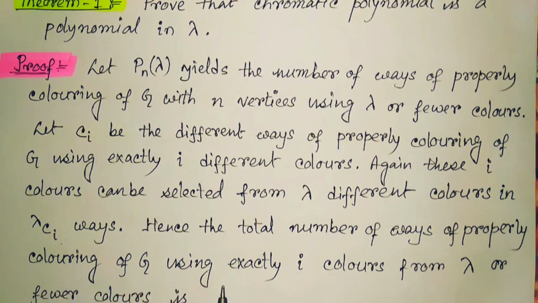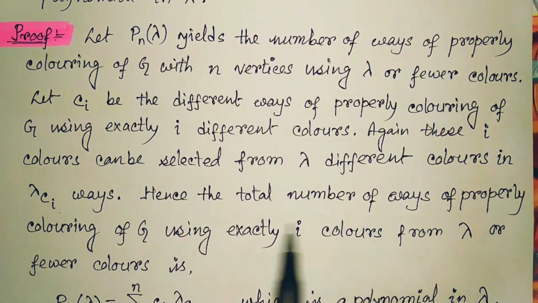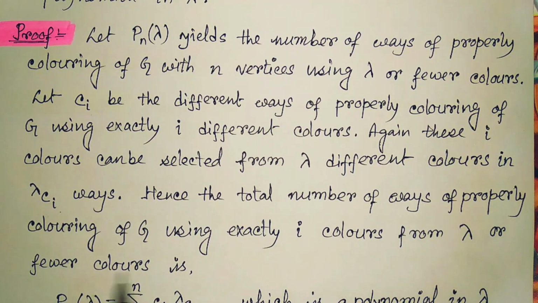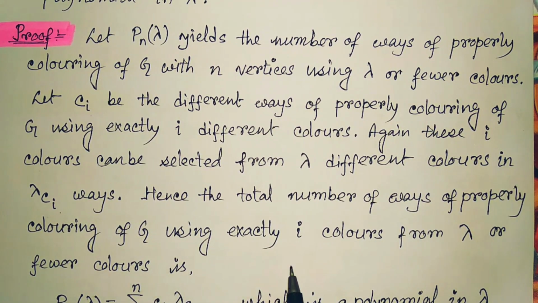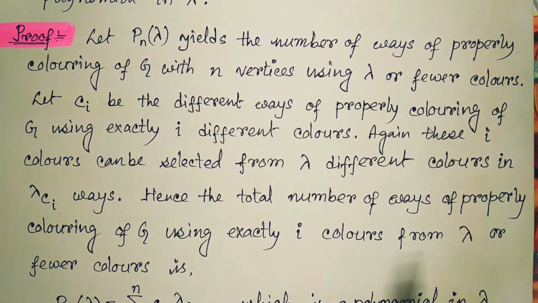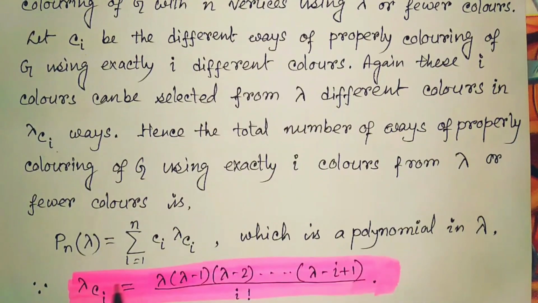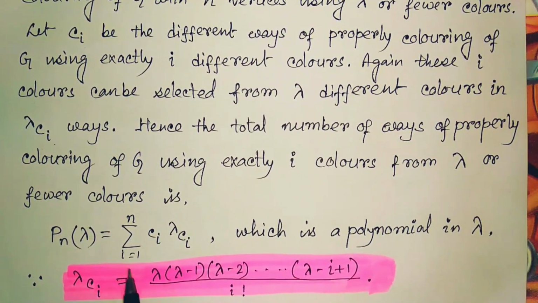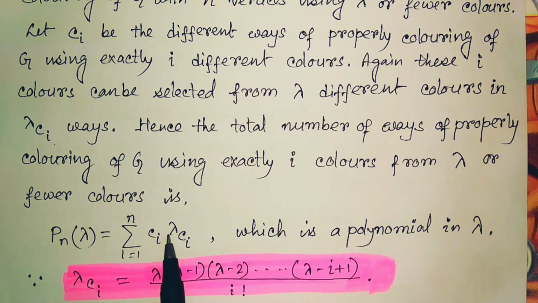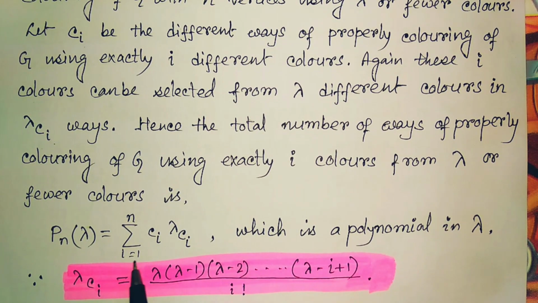Hence the total number of ways of properly coloring G using exactly i colors from lambda or fewer colors is this one. When i is equal to 1, it is C1 into lambda C1. When i is equal to 2, it is C2 into lambda C2. In this way, we find the number of ways to color by choosing 1, 2, 3, 4 colors, and so on, up to lambda number of colors.